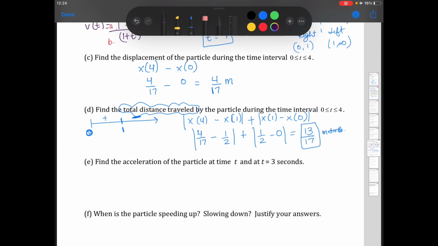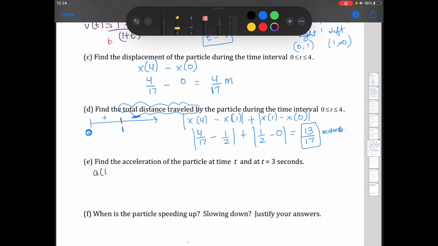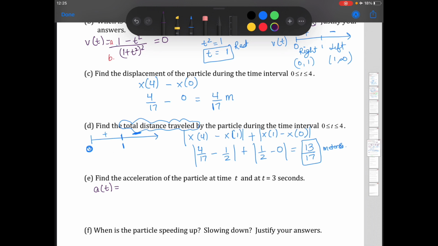Part E. It's asking us to find acceleration at time t and at t equals 3 seconds. So remember, acceleration is the first derivative of your velocity or your second derivative of your position. So my acceleration is going to be, my velocity was this function, so again I'm going to write a prime b minus a b prime over b squared. If you write your a prime on the side, it would be negative 2t.